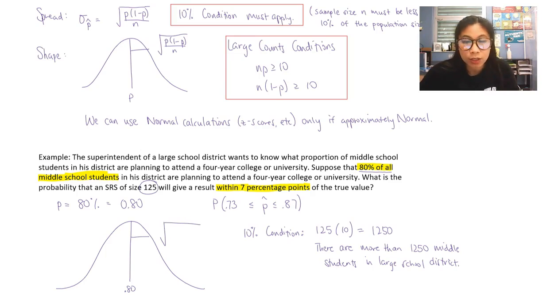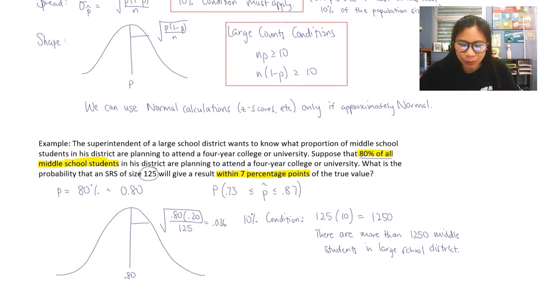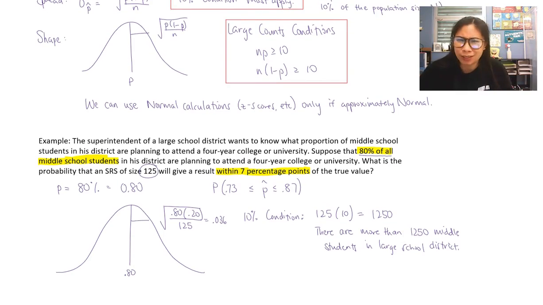So our standard deviation is the square root of p times 1 minus p divided by n. So p for us is 0.80, 1 minus p would be 0.20, and n is our sample size of 125. When we do that, we get a standard deviation of 0.036. Cool. All right. And so lastly, I just need to make sure that it's actually approximately normal, because before we can do any calculations, if it's not approximately normal, this is all useless.